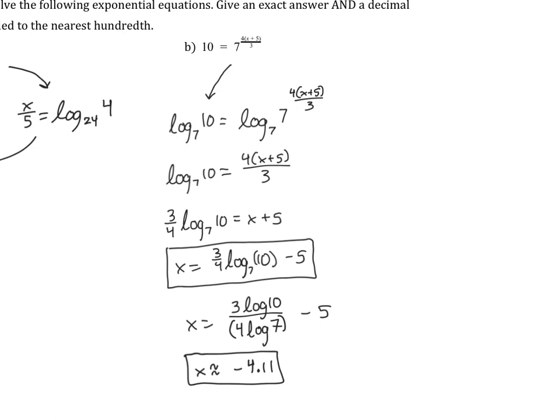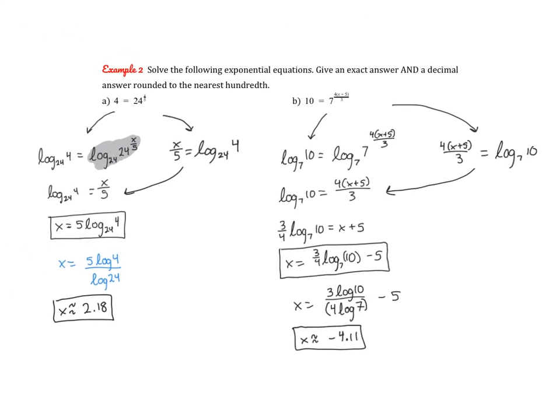Alternatively, instead of taking the log base 7 of both sides, we can directly just rewrite this as an exponential equation. So again, our exponent goes here, 4 times x plus 5 divided by 3, because logarithms define exponents, equals log base 7 of 10. And you can see that we end up with this. And then we would finish solving in the same exact way.